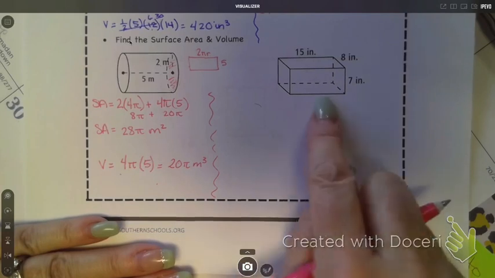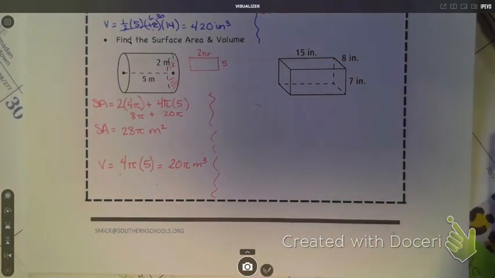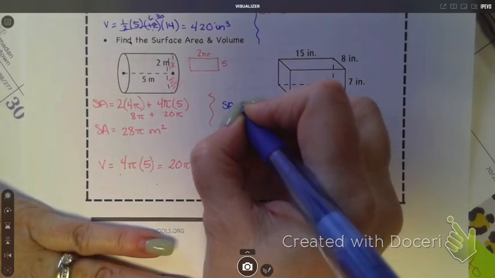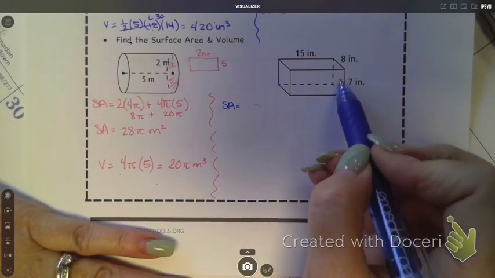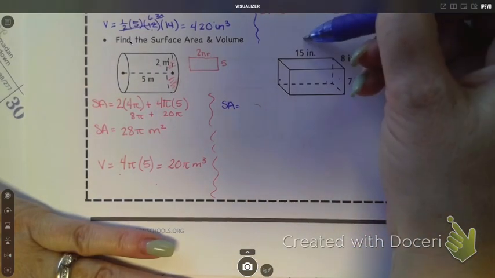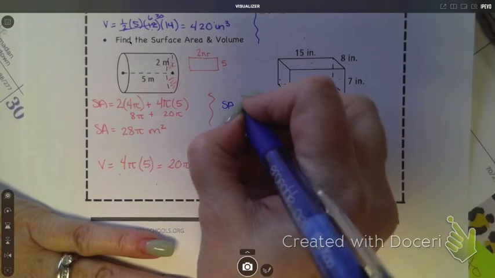You guys want to try the rectangular prism by yourself? Yes? No? Not yet? Okay, so surface area, what am I going to have to add up? All the areas. I got 2 sides that are the same. I got a front and a back, and a top and a bottom. So, where do you want to start?